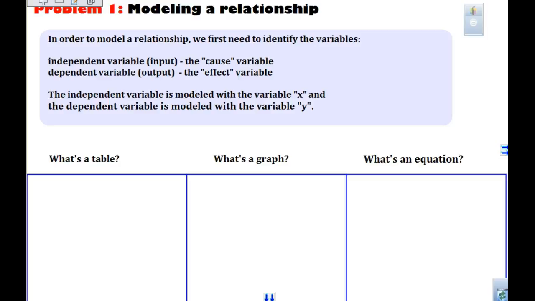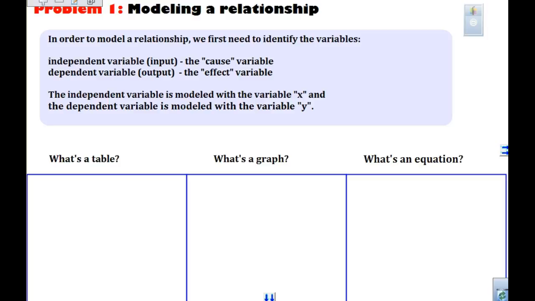So it says, in order to model a relationship, we need to identify the variables. We have our independent, or our input, the cause variable, and the dependent, our output, the effect variable. As you've been working in science also, you've probably talked about the independent and dependent variable. The independent, it says, is the variable that is modeled with the variable x, usually. So that's our independent, and our dependent is the y.